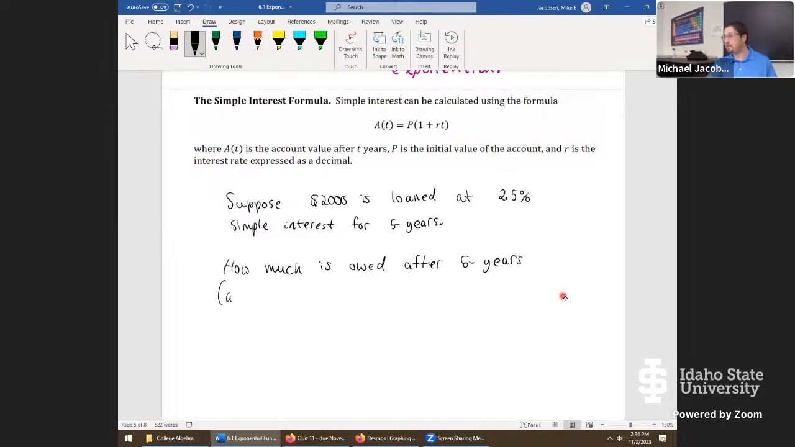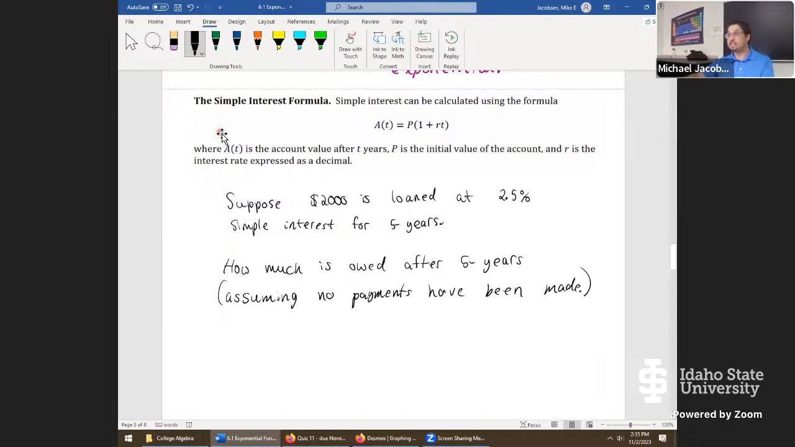Let's put here, assuming no payments have been made. This sounds like a pretty bad thing to do. I mean, if you borrow $2,000, we should probably be paying it off as we go, but let's assume we never pay a cent of that money back. It sounds like an awful person already. This is how much we'll have to owe in the simple interest situation.